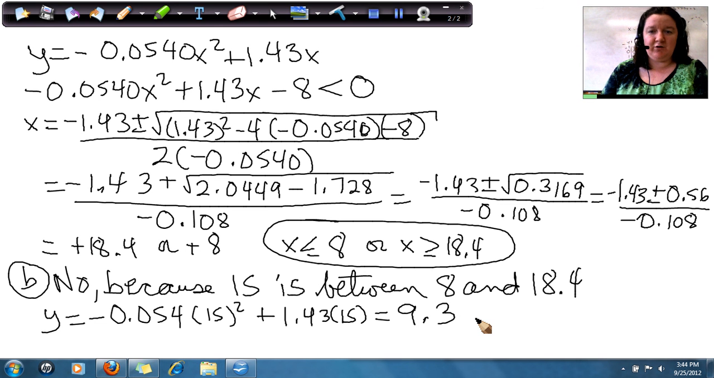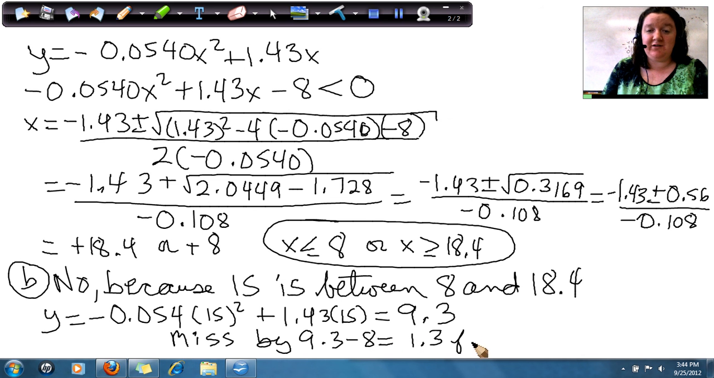Well, how tall is the goal? The goal is 8 feet tall, so they're going to miss by 9.3 minus 8, which is 1.3 feet. So they'll be 1.3 feet above the goal, and they won't make it.